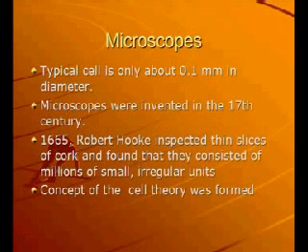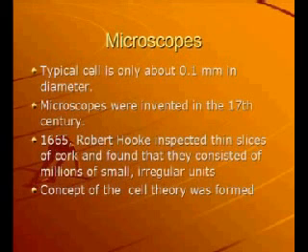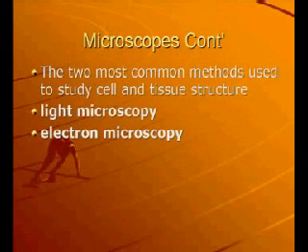Historically, cells have been studied microscopically. A typical cell measures approximately 0.1 millimeter in diameter. Microscopes were invented back in the 17th century. Dr. Robert Hooke in 1665 inspected thin slices of cork and found that they consisted of millions of small irregular units. Concepts of the cell theory were formed based upon these observations. The two most common methods used in studying cells and tissue are light microscopy and electron microscopy.